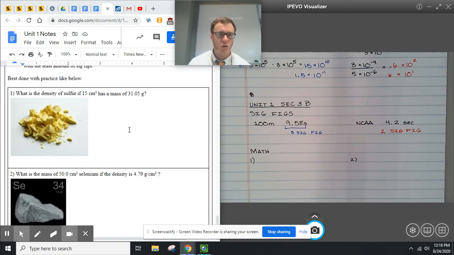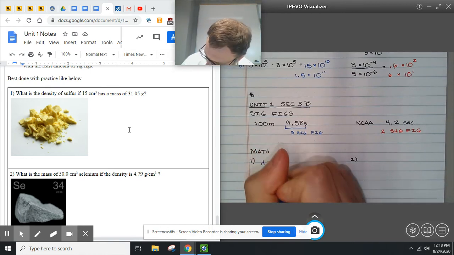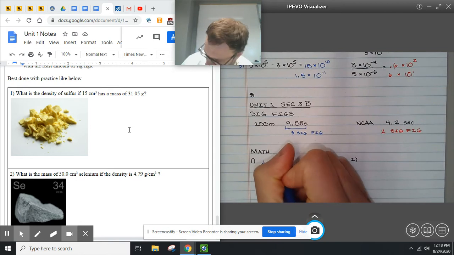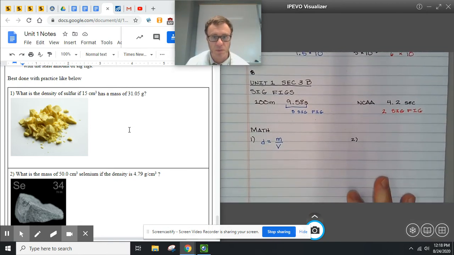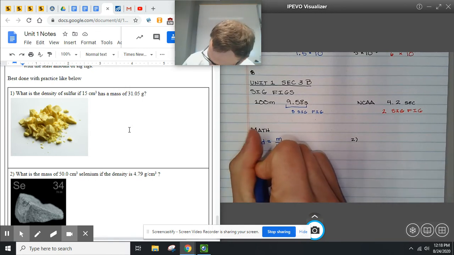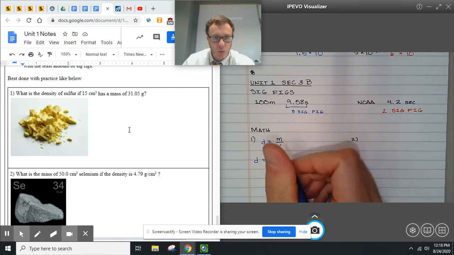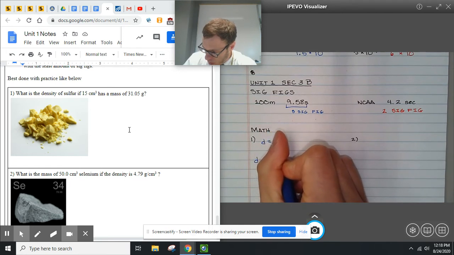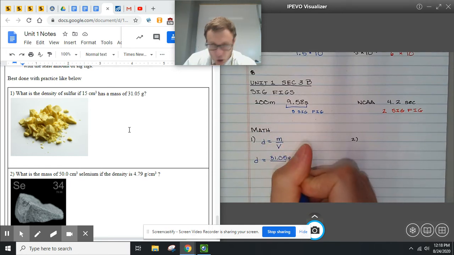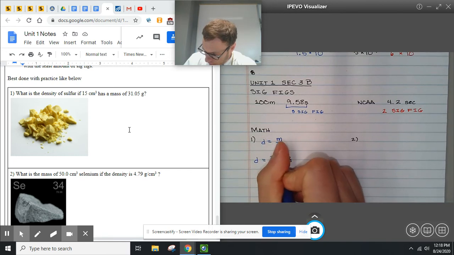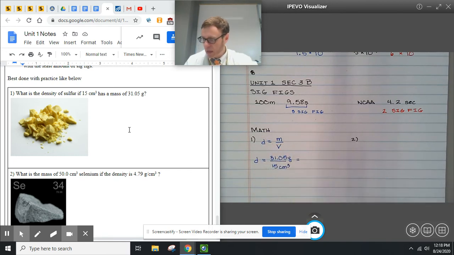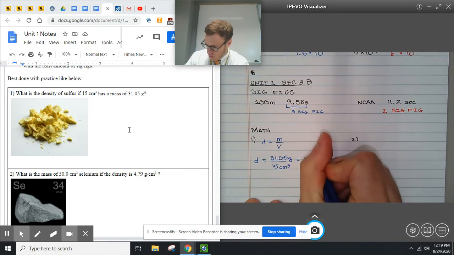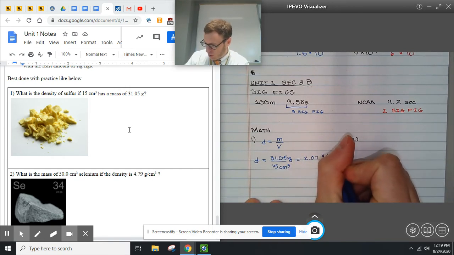So here, this is sulfur. We're going to find the density of sulfur. So density equals mass over volume. You remember us talking about that. In this case, our density equals mass, which is 31.05 grams, over 15 centimeters cubed. And when I punch this in, I get 2.07 grams per centimeter cubed.